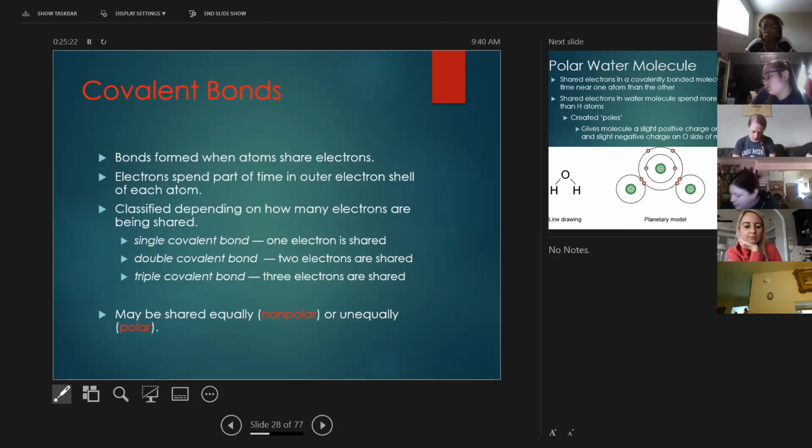If they're being shared equally on either side, then we have polar versus non-polar. If they're being shared equally, it means that the charge is the same all the way around. That would be non-polar. If we're having it unequal, where one charge is a little more negative than the other because we have more electrons gathering to that area, that would be polar. Polar simply means we have a difference in the charges. Non-polar means that the charges are the same.